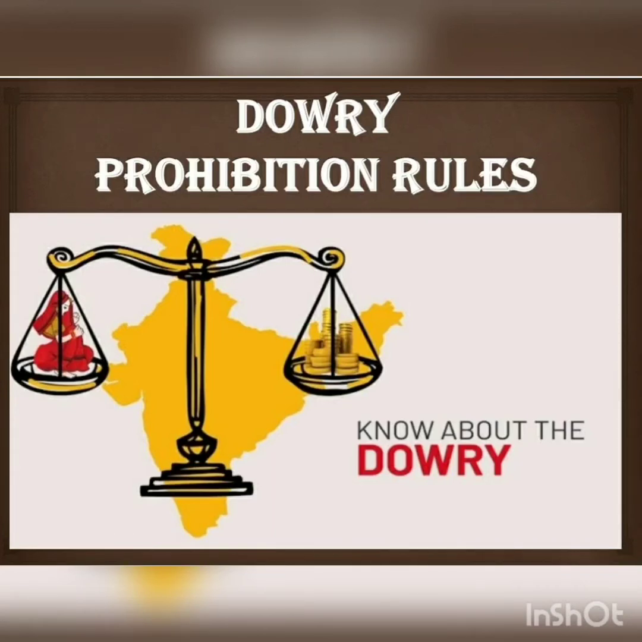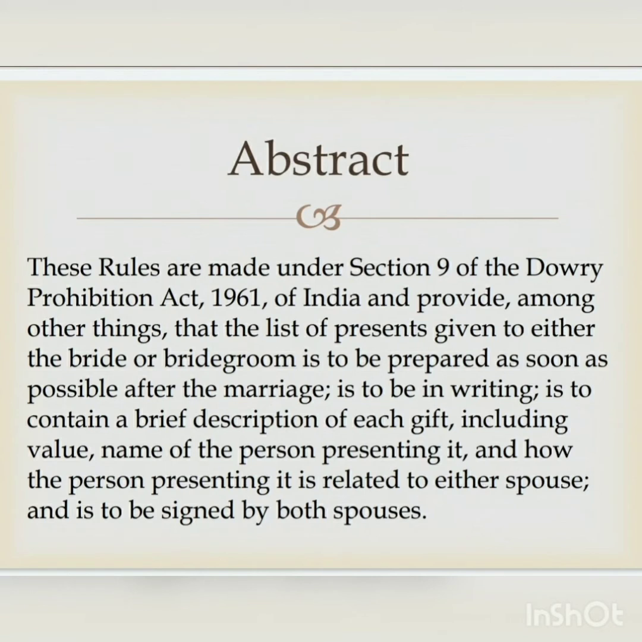Abstract. These rules are made under Section 9 of the Dowry Prohibition Act, 1961, of India and provide, among other things, that the list of presents given to either the bride or bridegroom is to be prepared as soon as possible after the marriage, is to be in writing, is to contain a brief description of each gift, including value, name of the person presenting it, and how the person presenting it is related to either spouse, and is to be signed by both spouses.